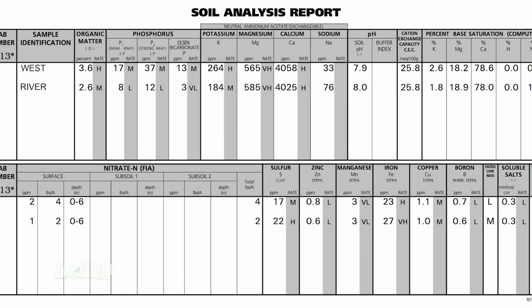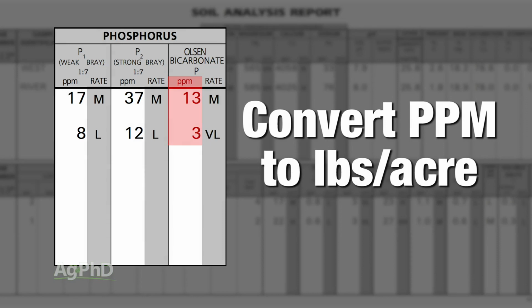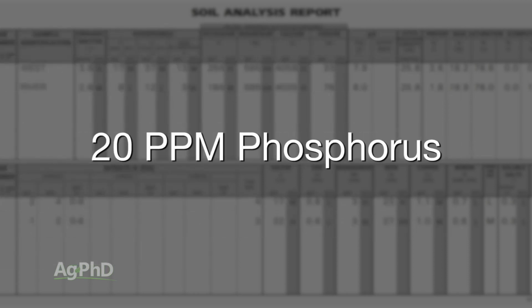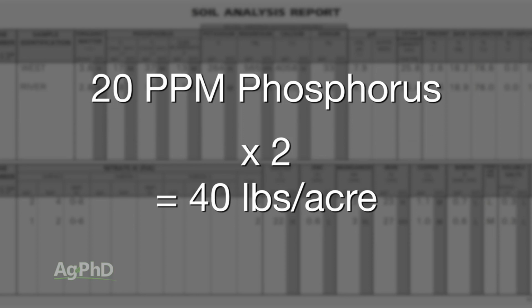What you're probably going to get is a reading that says parts per million. Well, how do you convert parts per million to pounds per acre? That's what we really care about. If you've got 6 inches of soil, you have roughly 2 million pounds across an entire acre. So if you've got a parts per million reading on that soil test, let's call it 20, then just simply multiply times 2 to get 40 pounds per acre.